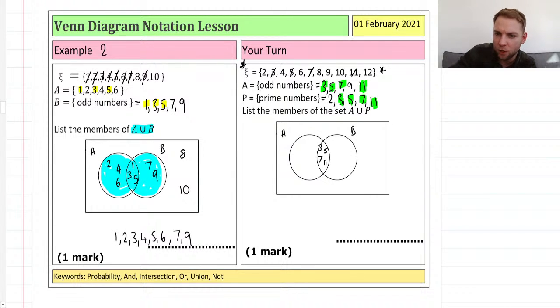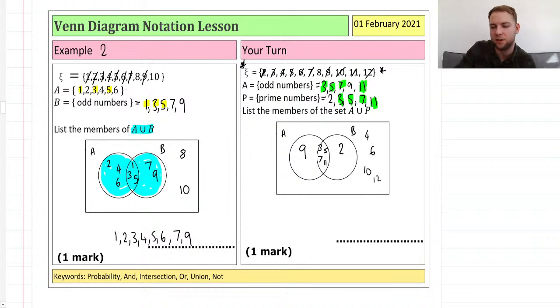So my leftover odd numbers are going to be 9, which needs to go in this. And my leftover prime numbers are going to be 2. So let's cross those out. 9 and 2. And so the numbers which you need to go outside, which are left over, are going to be 4, 6, 10, and 12.